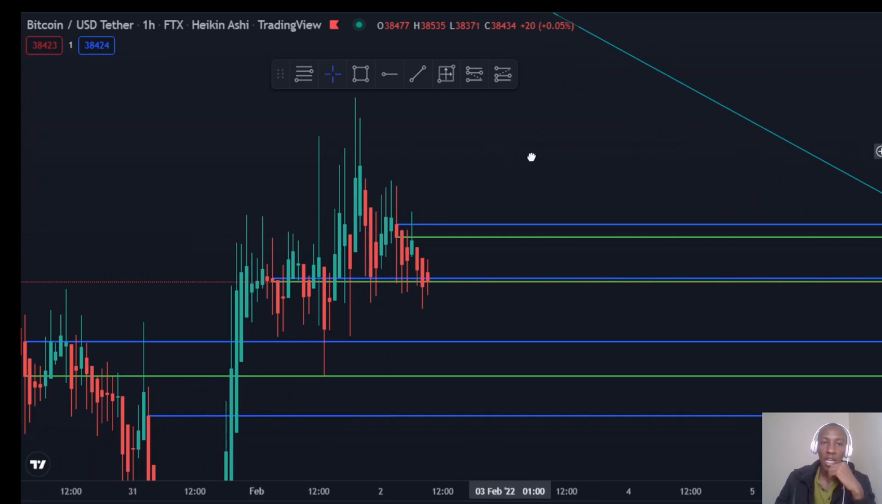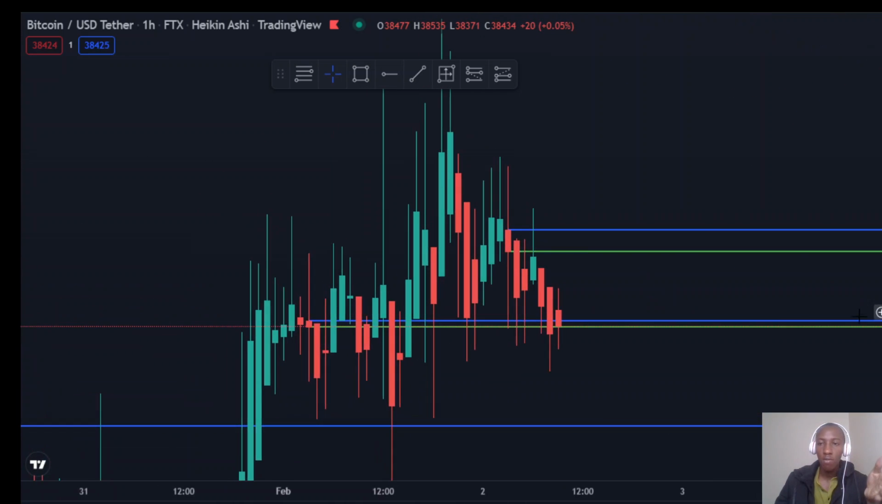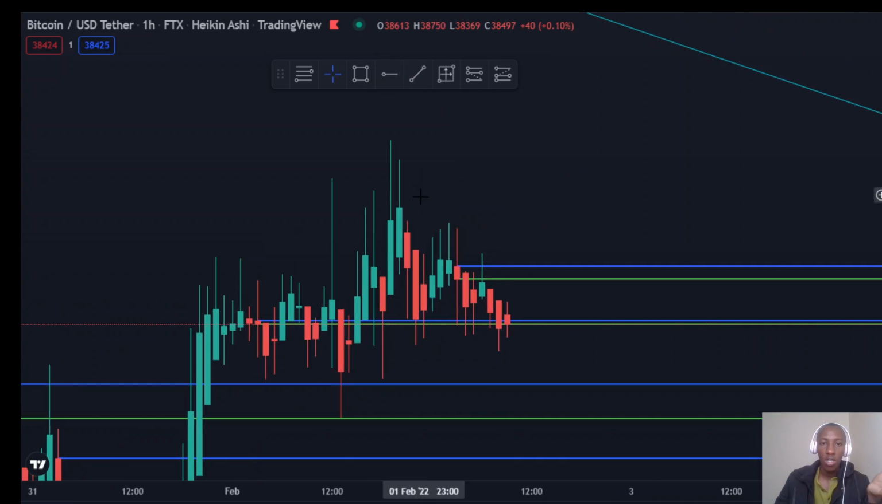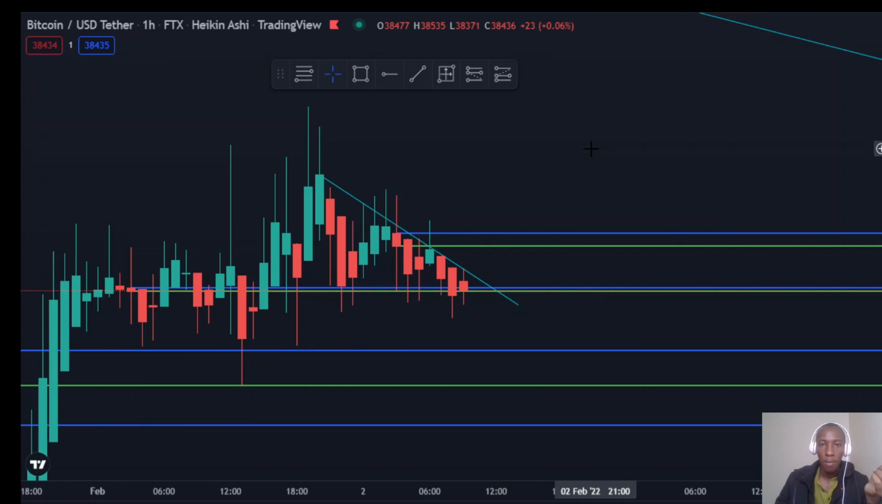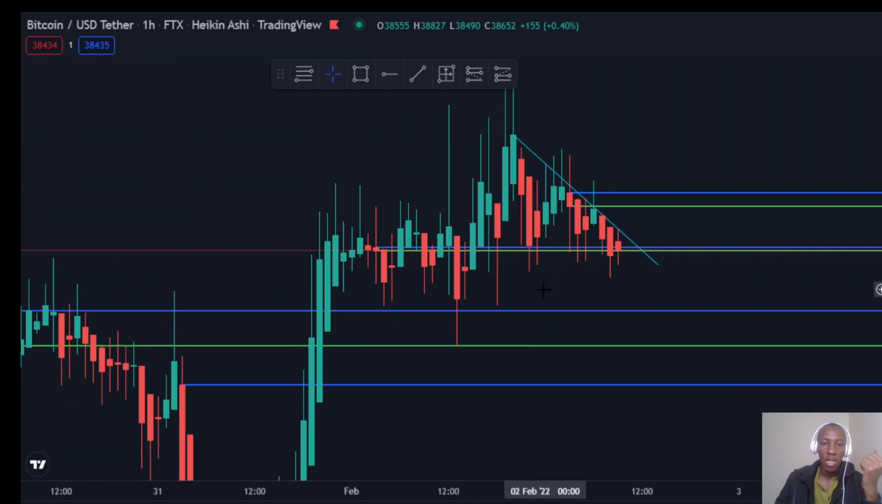So that's basically how I do my analysis. I've identified some key support and resistance areas, and now I come to using my trend lines right here. I can just place this right here on the bodies, anticipating it to break upwards in a strong uptrend, and I can also see another trend line right here.